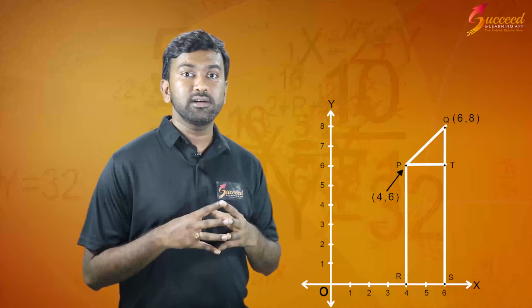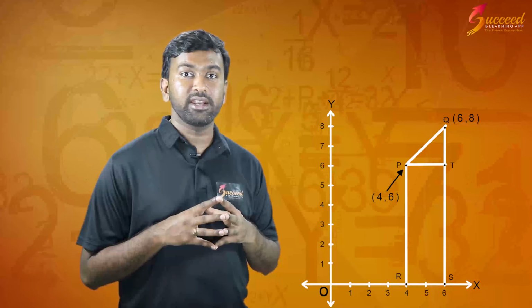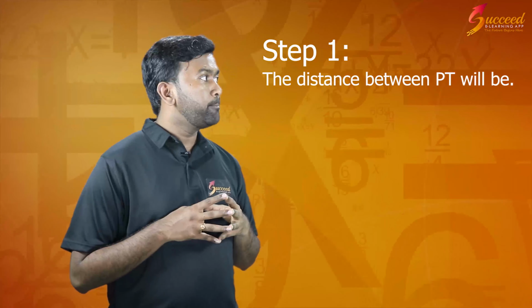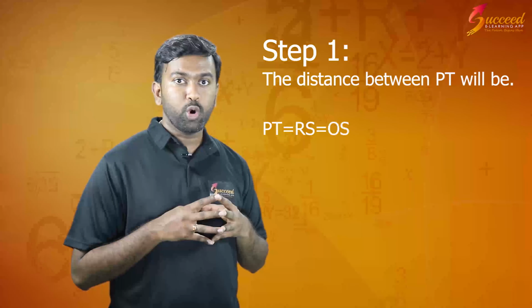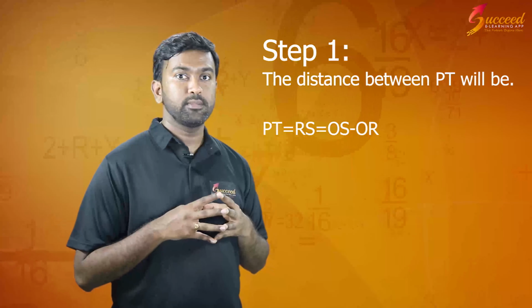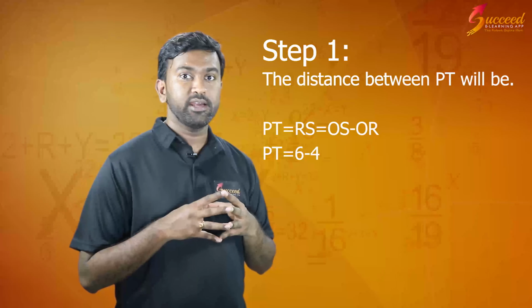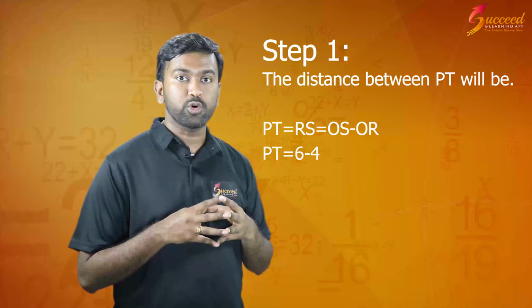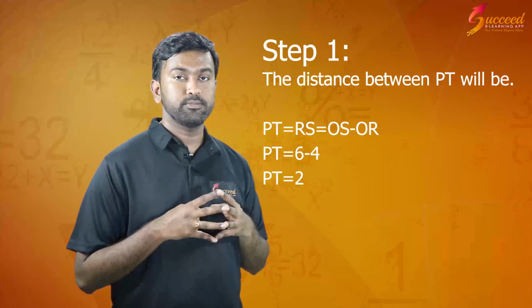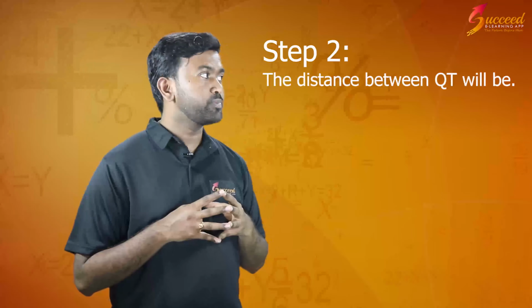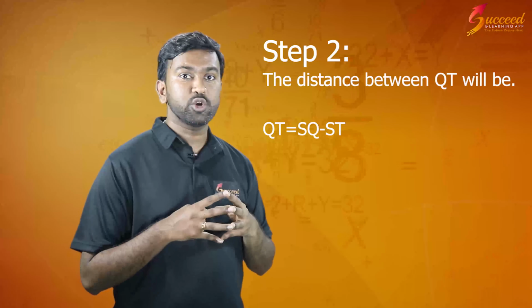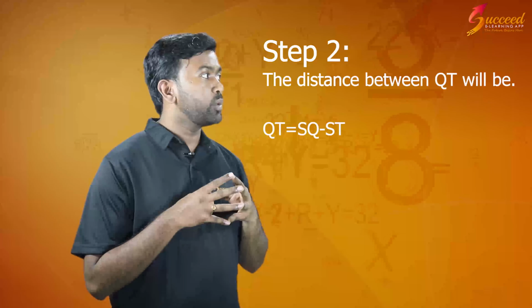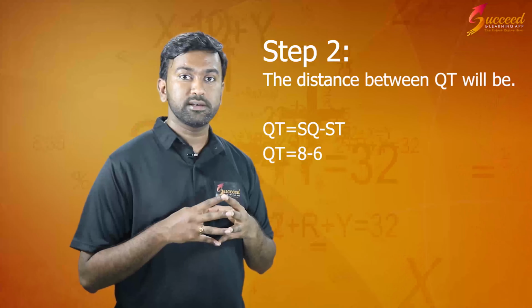Now, we will find the distance between P and Q in 3 steps. Step 1. PT is equal to RS, which is equal to OS minus OR. So, PT will be 6 minus 4, which is equal to 2. Step 2. We will find QT, which is nothing but SQ minus ST, which is 8 minus 6 equals 2.